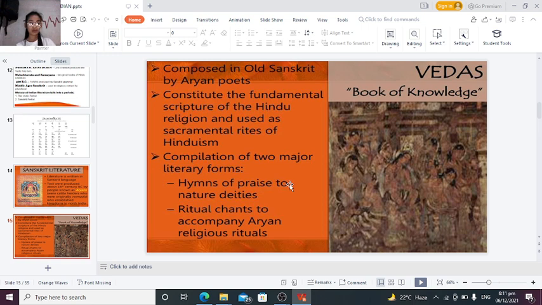So, we have also here the Vedas, or the Book of Knowledge, where Vedas is composed in Old Sanskrit by Aryan poets and constitute the fundamental scripture of Hindu religion and used as sacramental rites of Hinduism. And Vedas, or Book of Knowledge, is a compilation of two major literary forms: the hymns of praise to nature deities, and ritual chants to accompany Aryan religious rituals.